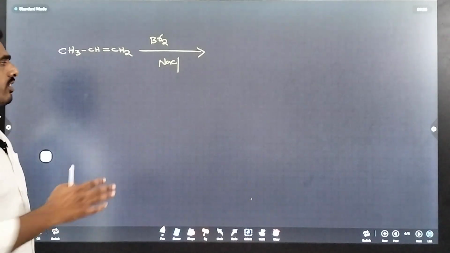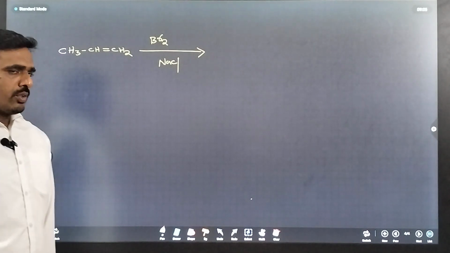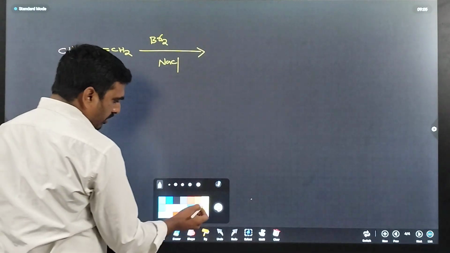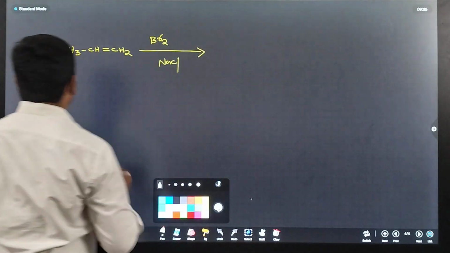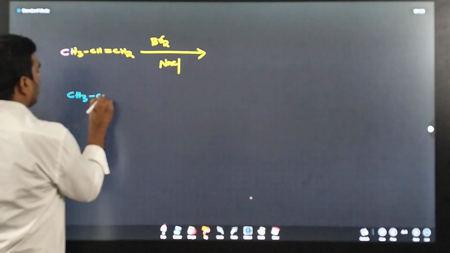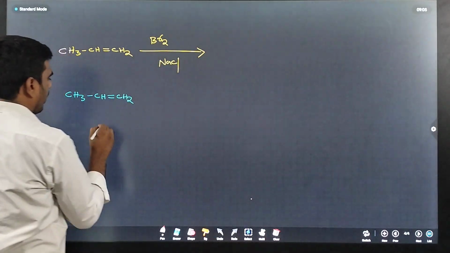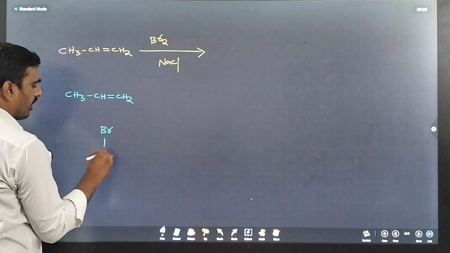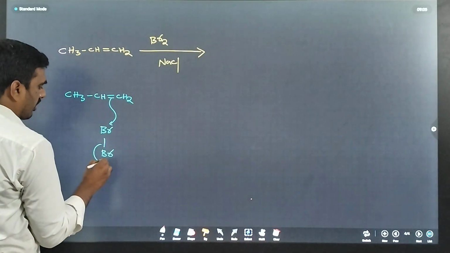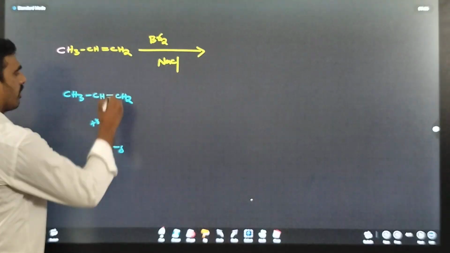Because of the electronegativity difference between chlorine and sodium atom, this is a polar compound. So in the presence of polar molecules, what will happen? I can write the mechanism: CH3CH=CH2, this is the propene. Here Br-Br, there is electron displacement towards bromine, giving Br minus and Br plus.